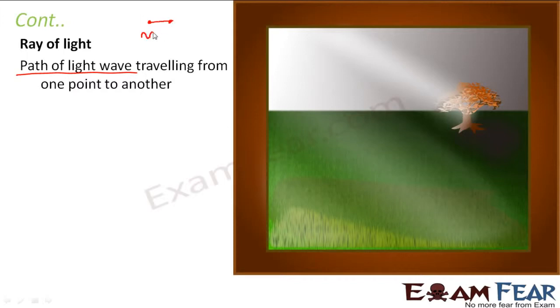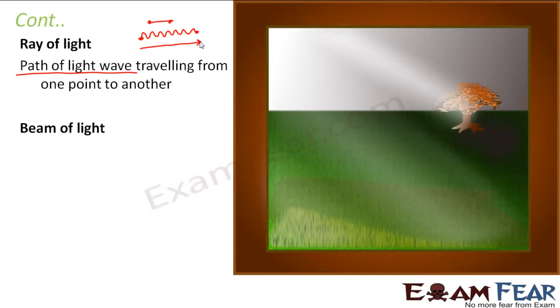Because my light wave is somewhat like this, let us assume. So this light wave traveled from this point to this point. So what is my ray of light? We say that this is my ray of light. So the ray of light is not the light itself. It basically shows that this is the path through which the light wave traveled, right? So this is my ray of light.